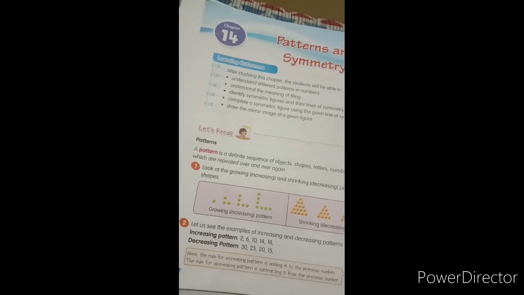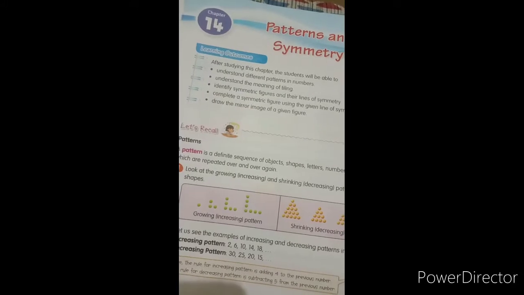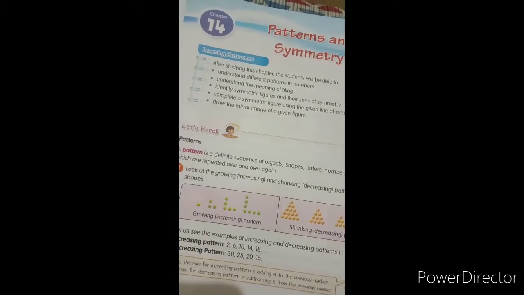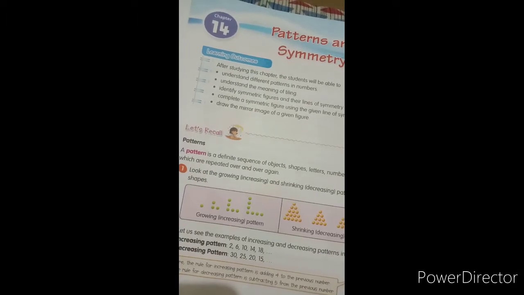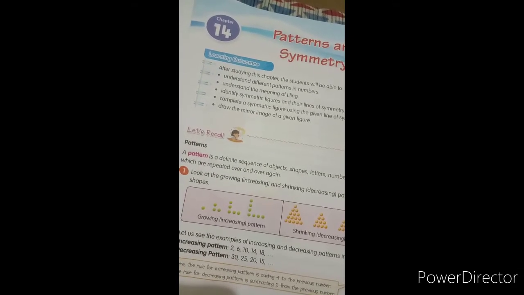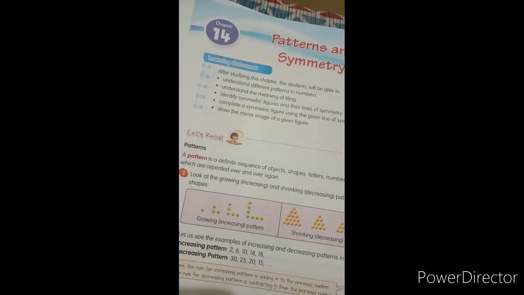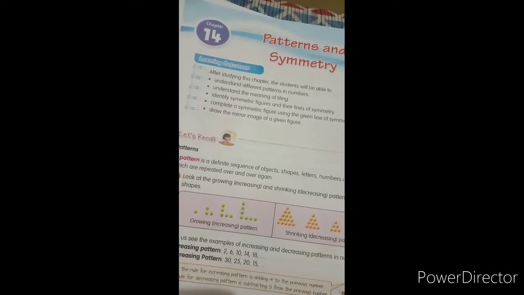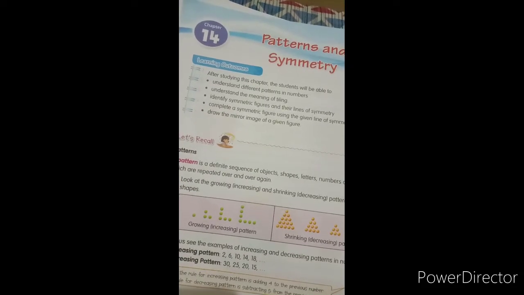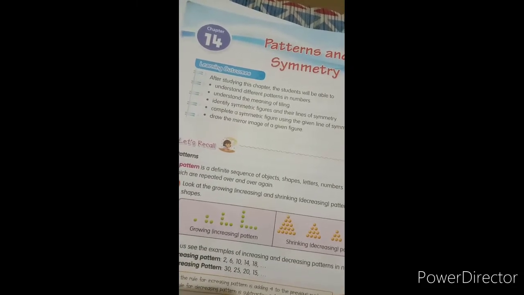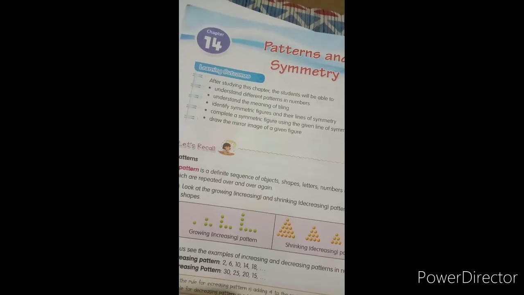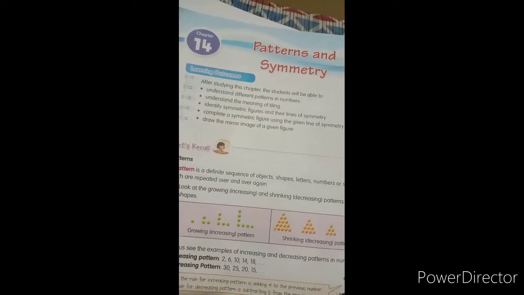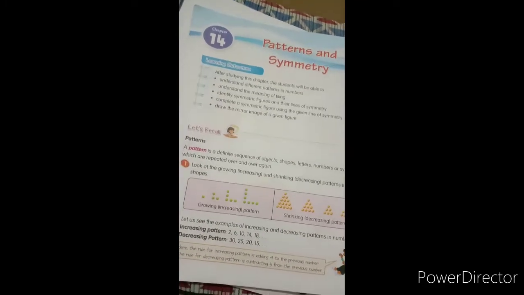A pattern is a definite sequence of objects, shapes, letters, numbers or symbols which are repeated over and over again. Means what are patterns? They follow a definite sequence. That sequence can be of anything, either of objects, shapes, letters, numbers and symbols. So this pattern is repeated over and over again.